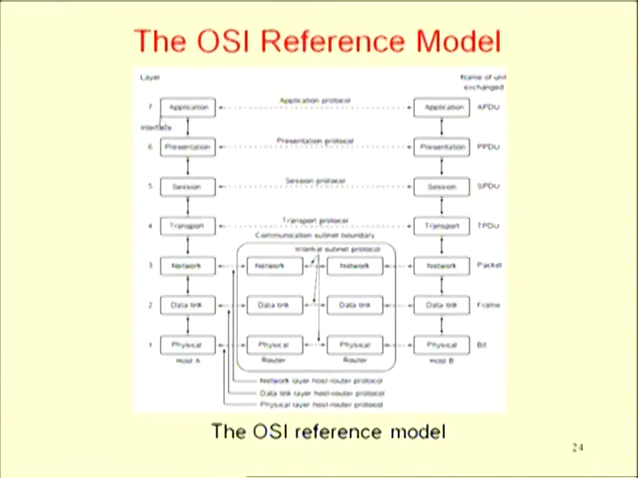So here layer 7 is the application layer, layer 6 is the presentation layer, layer 5 is session, layer 4 is transport, layer 3 is network, layer 2 is data link, and layer 1 is physical. At both the entities, these 7 layers would be there. The application layer is giving you access to the network facilities.